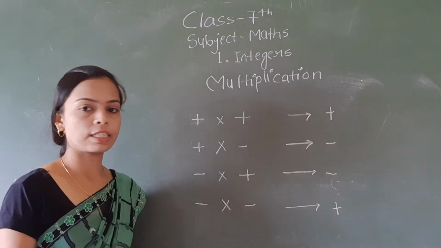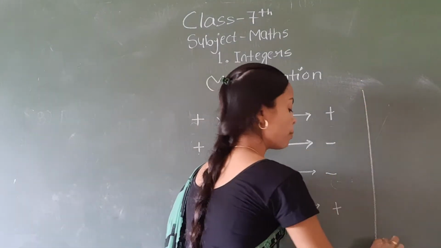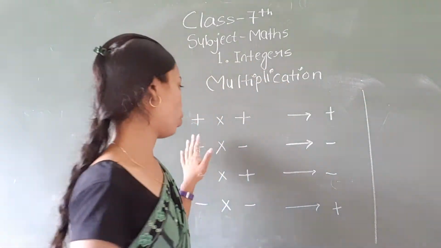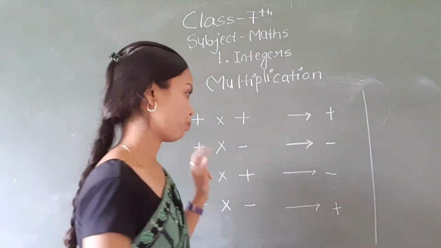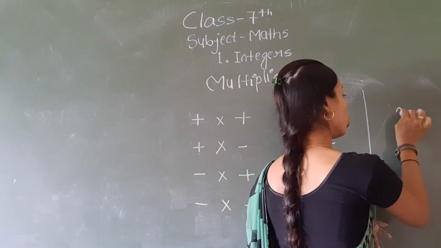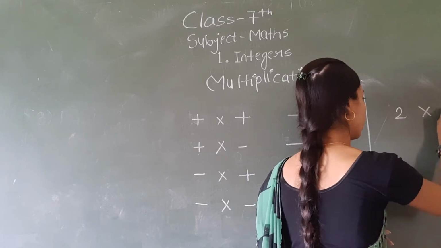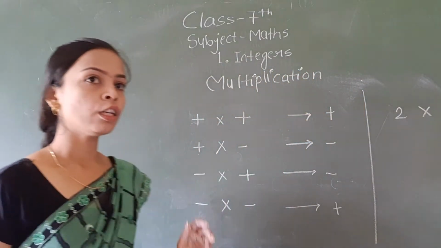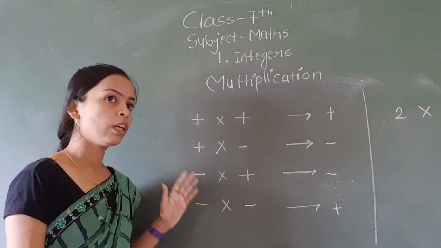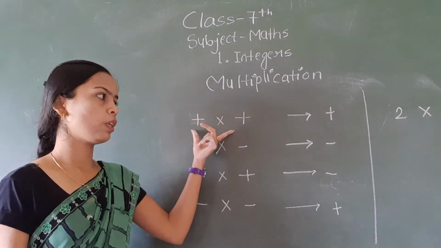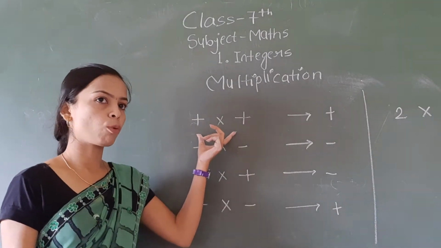Suppose we are taking the example of all these 4 terms. Now we are multiplying 2 multiplied by 3. If we multiply 2 multiplied by 3, that means both are positive integers.